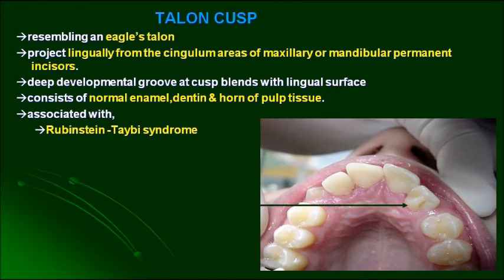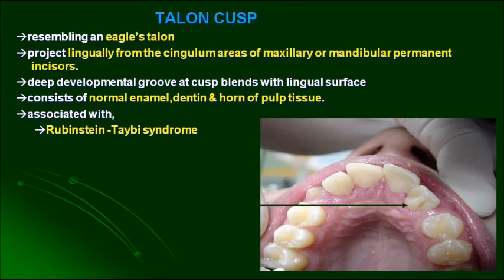So what does it contain? Whether this lingual portion contains enamel or dentine or a pulp, that is an important question. It consists of all three different layers: enamel, dentine as well as a horn of pulp tissue. So that is very important. In the case of an eagle's talon, that talon portion consists of normal enamel, dentine and a horn of pulp tissue also.